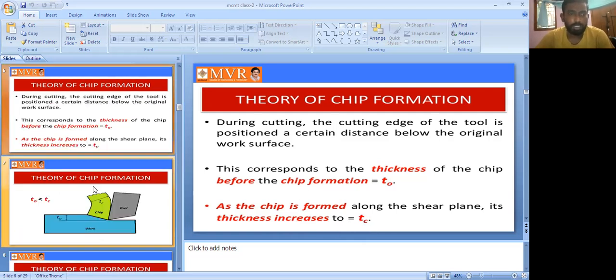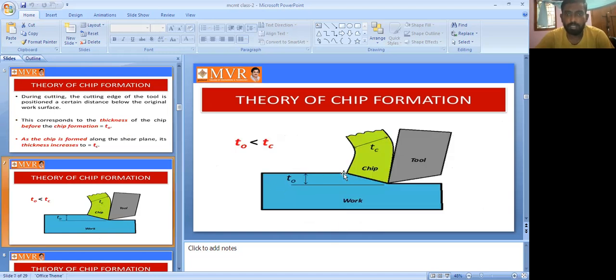Okay. Next, we can see the diagram of t naught and t c. Here t naught is the thickness before chip formation, and t c is the thickness after chip formation. It is a chip, it is a workpiece, it is a tool. Using the tool, we are removing material from the workpiece. The removed material we can call the chip. That thickness we can call t c.